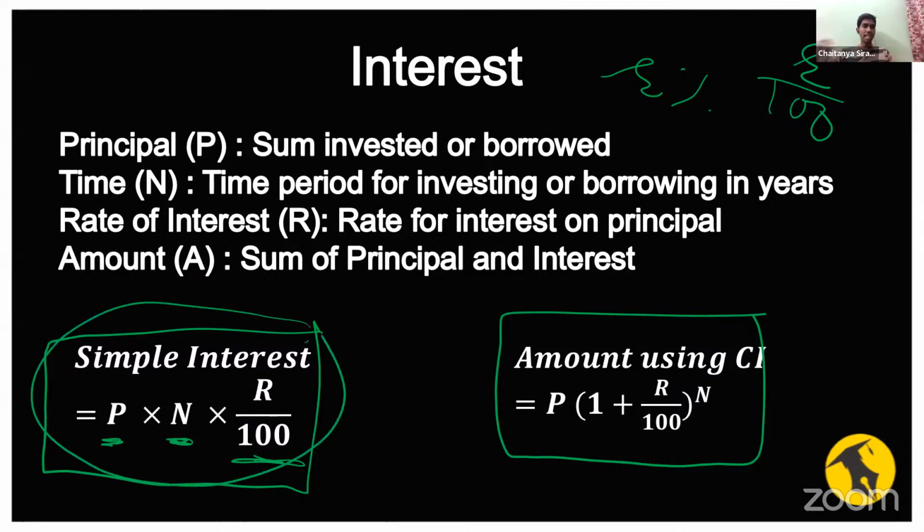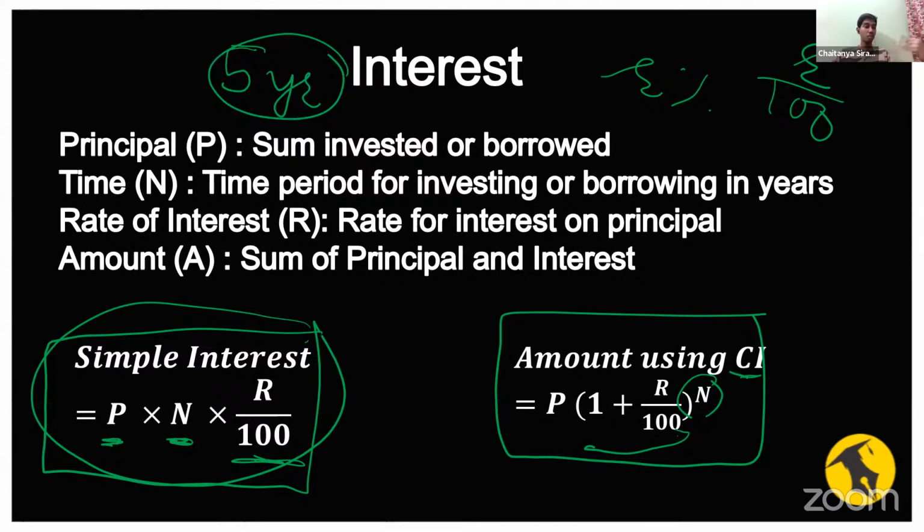Simple interest is fairly easy to find out. But for compound interest, you will have to do (1 + R/100) to the power n. Now, when there is an exponent n, if you are given 5 years, then finding compound interest would become way more difficult.